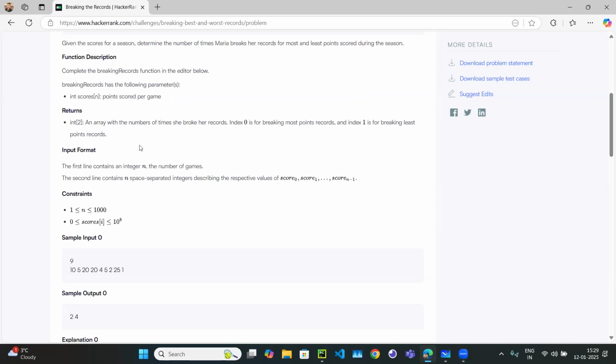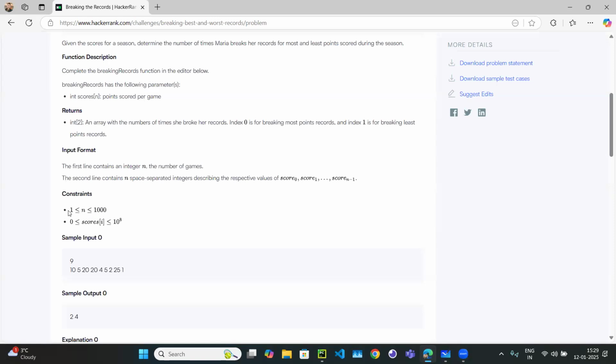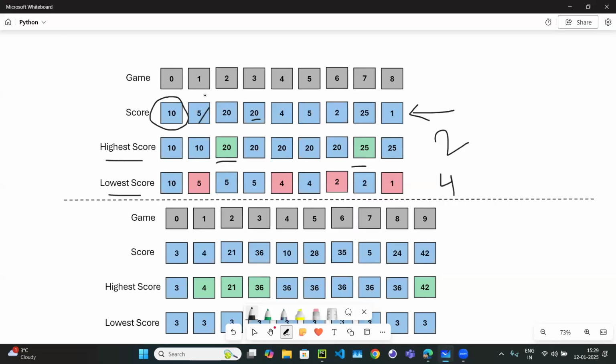Right, so basically the count. It's very simple. What we are going to do is, whatever, n is minimum one, so a minimum of one game is going to be played. Because if we have to compare how many times she breaks her records, we have to establish at least a base record.